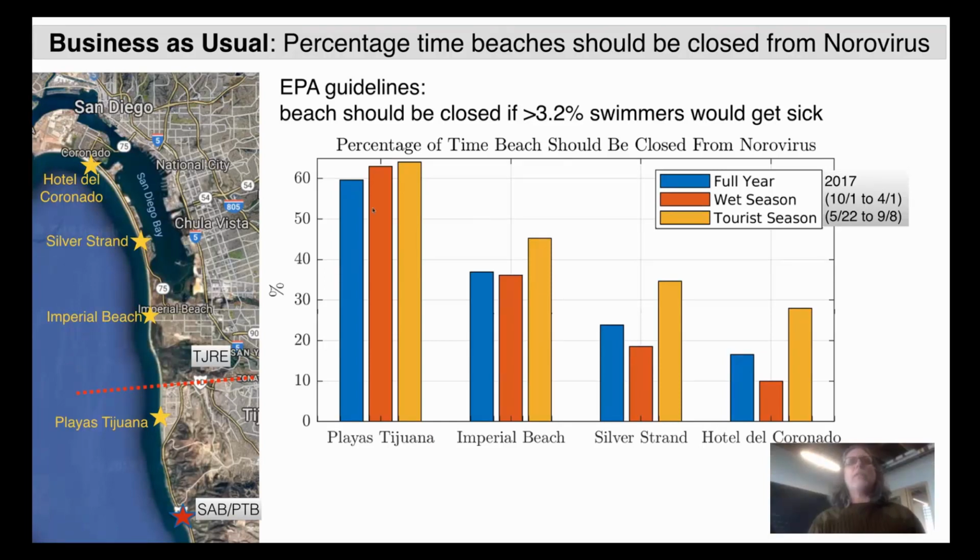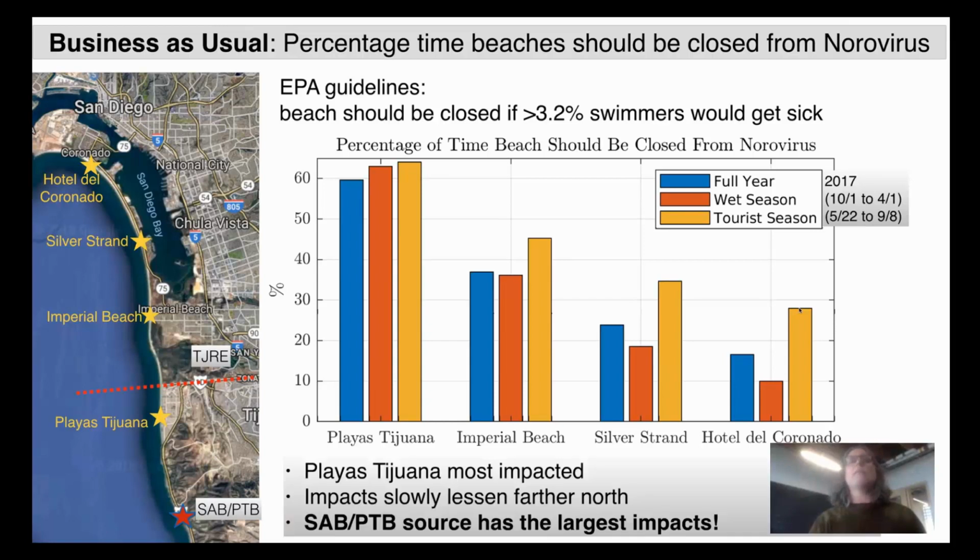As you go from south to north, there's a clear pattern: Playas Tijuana is the most impacted, Hotel del Coronado is the least impacted. But it still has pretty significant impacts from norovirus, at least according to our model. And this is essentially because the hydrodynamic dilution is relatively weak, and norovirus lives for a very long time. Okay, so the impacts do lessen to the north, and Punta Bandera gives the largest impacts. And we can tell that basically because in the tourist season, there's a higher fraction of times that the beach should be closed.